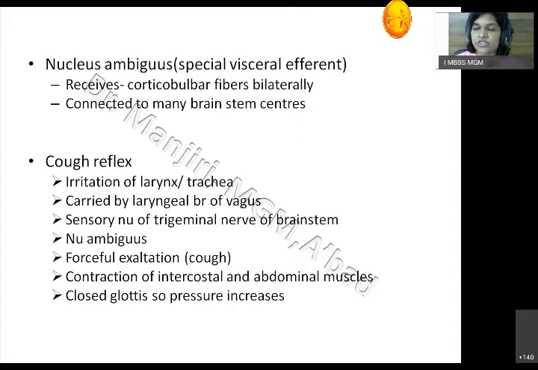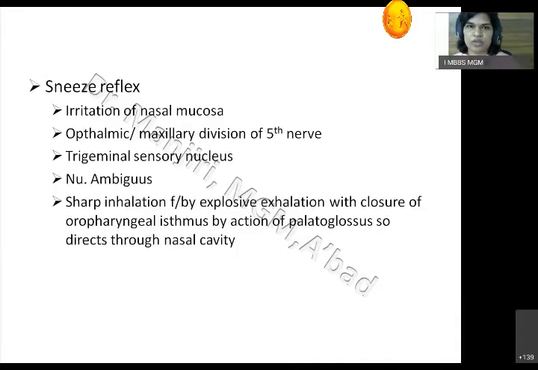As this contraction is against the closed glottis, the pressure will build up in the intercostal and intra-abdominal, inter-chest region, and then immediately the glottis will open and the cough will be expelled through the mouth cavity. So that is the cough reflex.